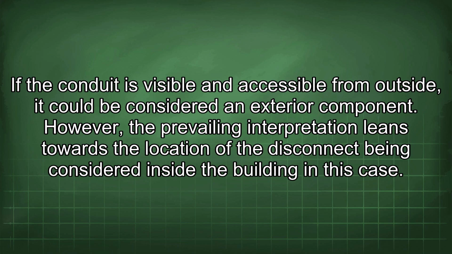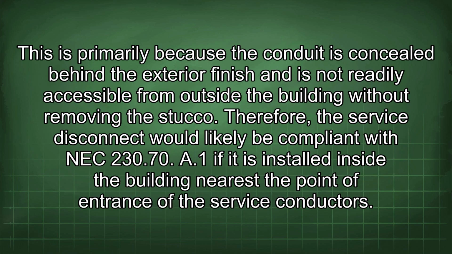However, the prevailing interpretation leans towards the location of the disconnect being considered inside the building in this case. This is primarily because the conduit is concealed behind the exterior finish and is not readily accessible from outside the building without removing the stucco. Therefore, the service disconnect would likely be compliant with NEC 230.70(A)(1) if it is installed inside the building nearest the point of entrance of the service conductors.